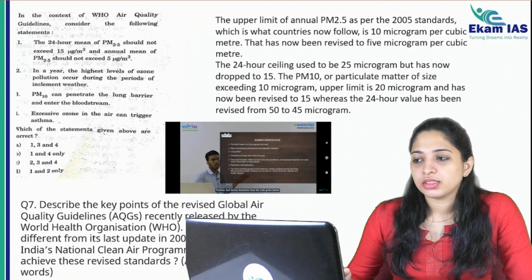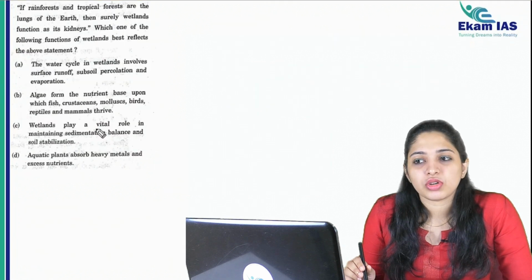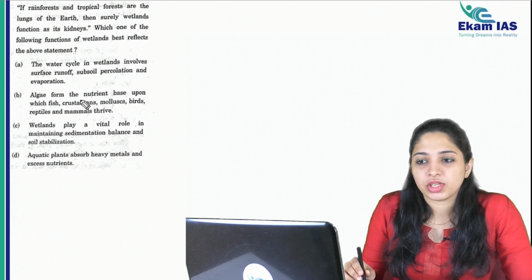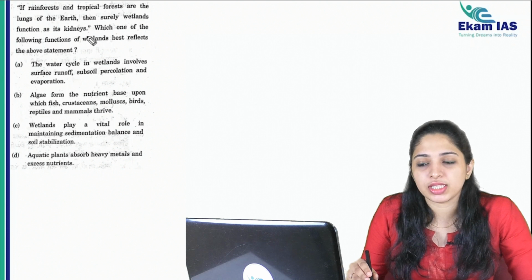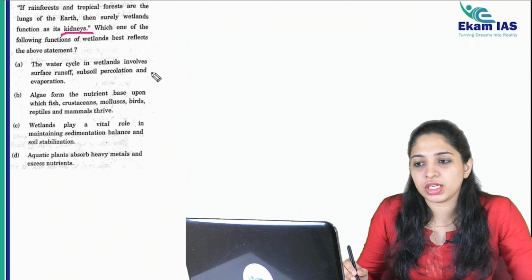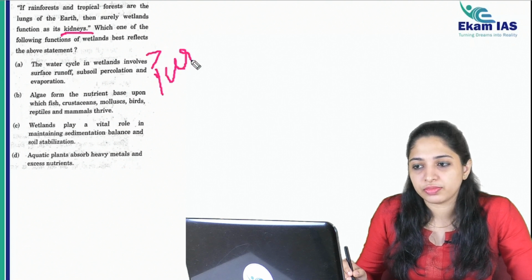Next question. If rainforest and tropical forest are the lungs of the earth, then surely wetlands function as a kidney. Which one of the following functions of wetlands best reflects the above statement? Kidney, we know that the main function of the kidney is purification.